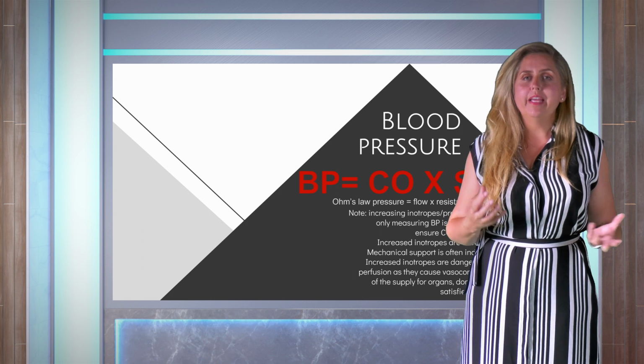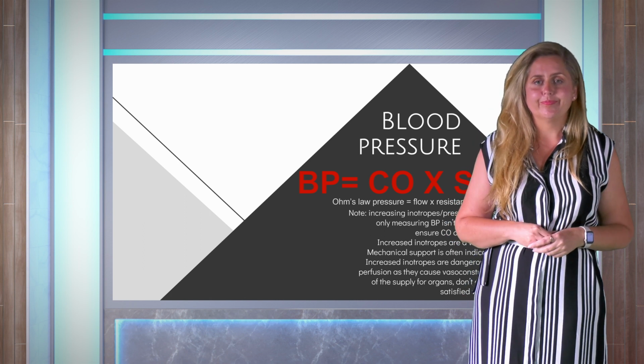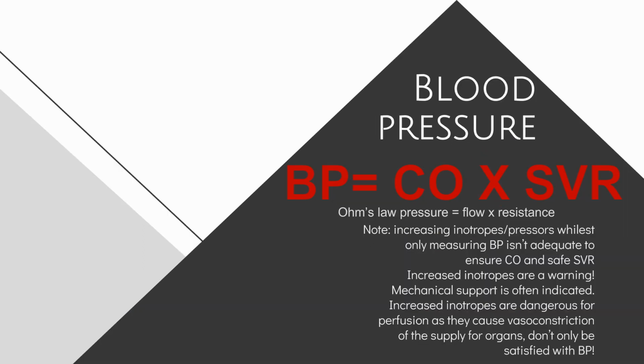I want to make a point about blood pressure. Blood pressure also has an equation, and it comes from an old physics law called Ohm's law. Ohm's law is pressure is equal to flow times resistance. So we are now measuring all these things. Blood pressure, therefore, is equal to cardiac output times SVR. Remember, SVR is systemic vascular resistance or afterload.